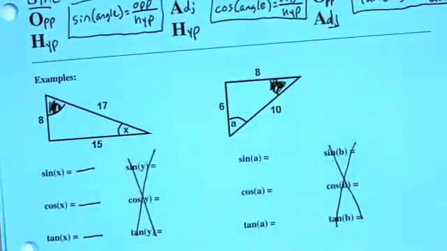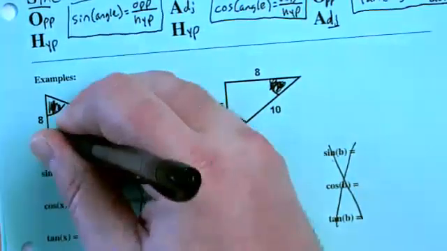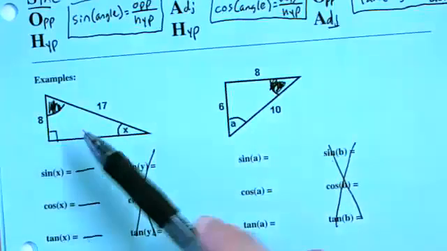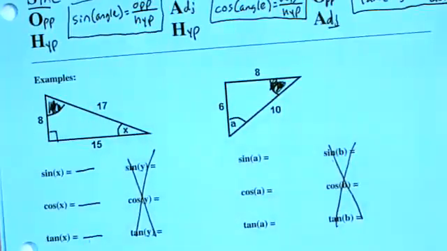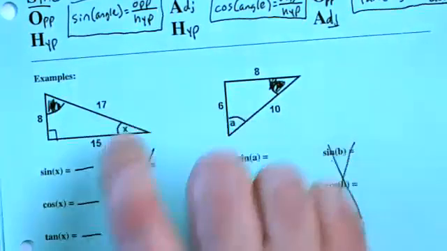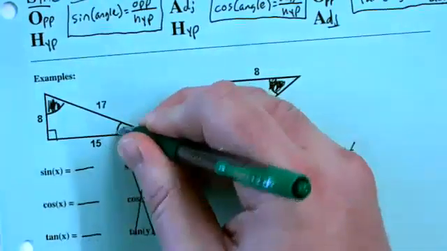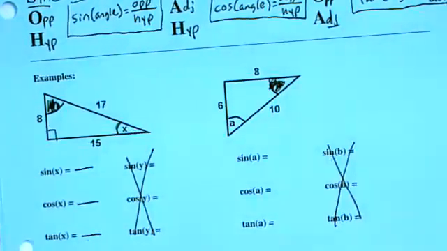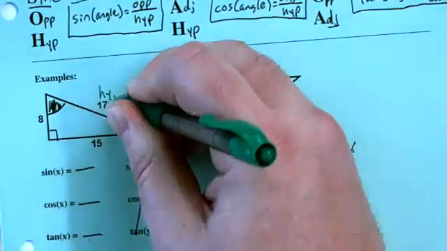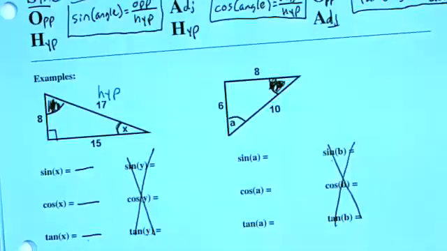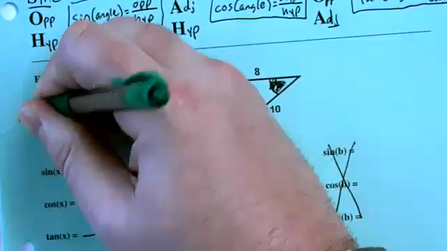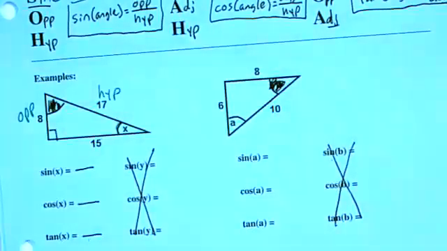Step one is always label your sides. So go ahead and draw your 90-degree angle in here, and then please practice labeling your hypotenuse and your opposite and your adjacent for this first triangle. This is from the point of view of the x here. So your hypotenuse, and your opposite, and your adjacent.